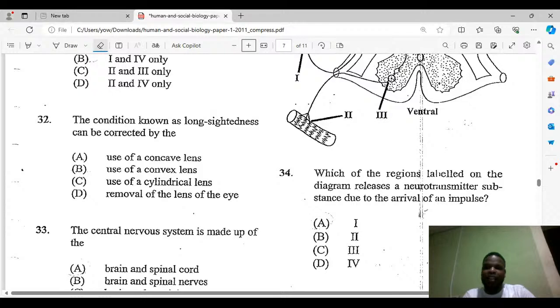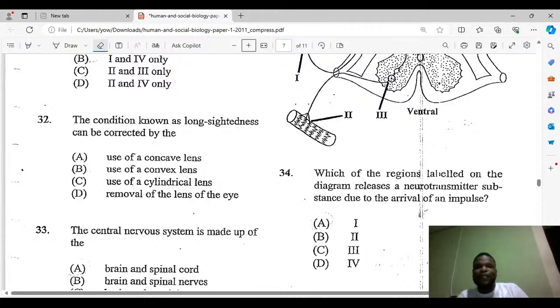So just running that out, guys. All right. Which lens can be used to correct myopia? What can be used to correct myopia? And myopia is short-sightedness. Convex. Excellent.